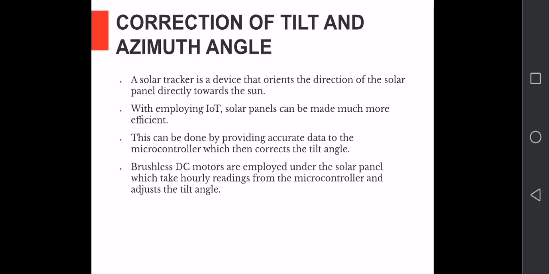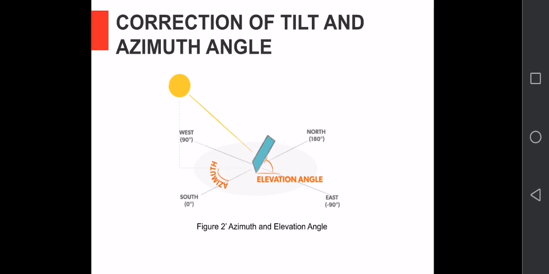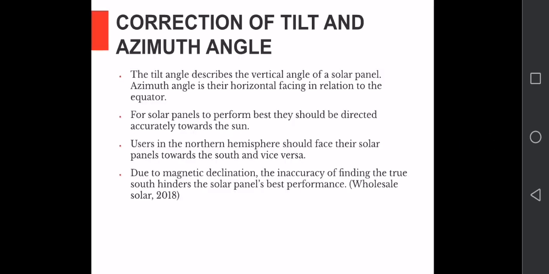You're losing very, very important watts of your energy if you're not using this research. So this can be done, the orientation towards the sun, which is what a solar tracker does. What you can do is provide accurate data to the microcontroller, which corrects the tilt angle of the solar panel. If you can see here, the tilt angle is the vertical angle of a solar panel. Azimuth angle is their horizontal facing in relation to the equator.